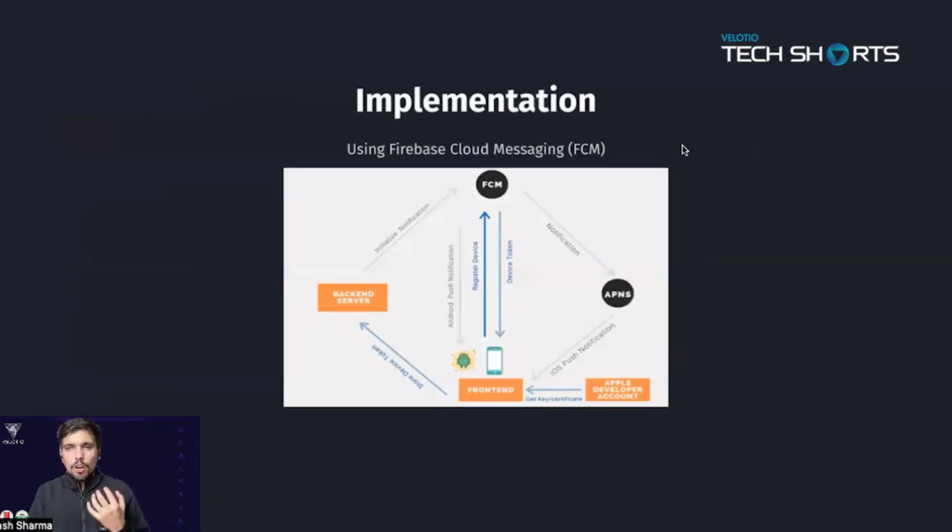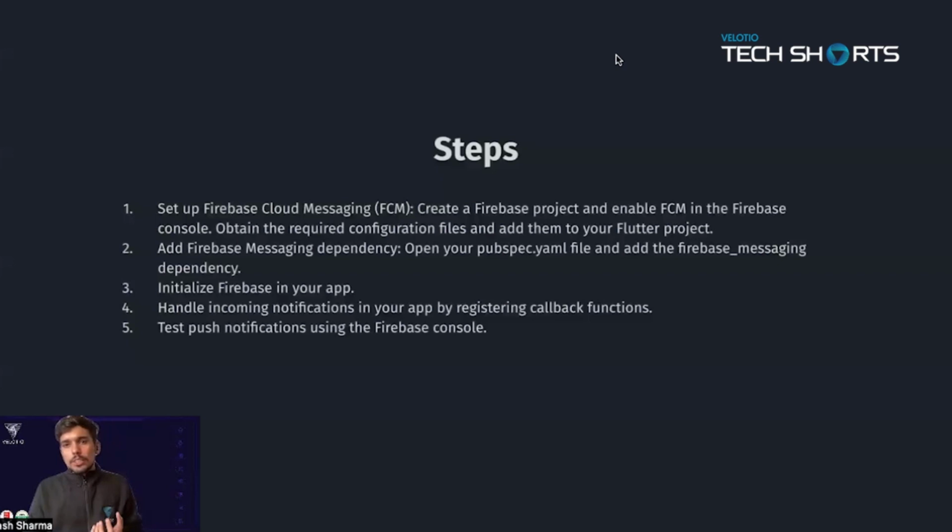Now, let's look into how we can implement push notification in Flutter using FCM. Here we can see how FCM internally works. Basically, whenever we register a device on FCM, we receive a token, and using that token, we can send a notification. Whenever we send a notification, FCM handles it internally. If it is iOS device, it will send the notification through APNS, or if it is a Android device, it will handle appropriately.